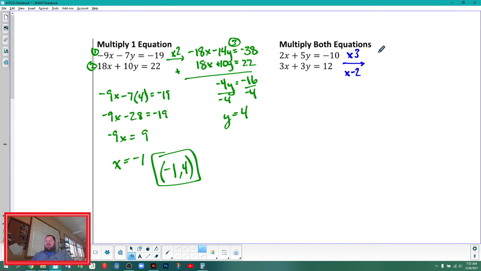So 3 times 2x is going to be 6x. 3 times 5 is going to be 15y.